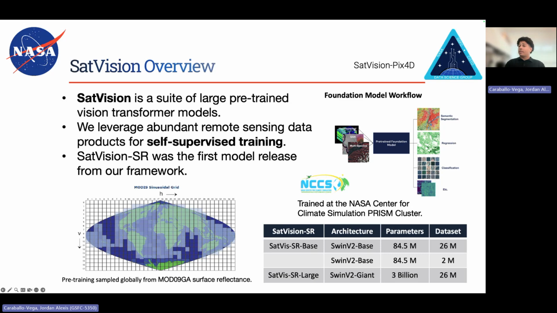This one was randomly sampled across the globe, across time, just to get different types of seasonalities, different types of surfaces, etc. But then using just clear sky imagery. Now, as we finished training this model, we started understanding some of the benefits.